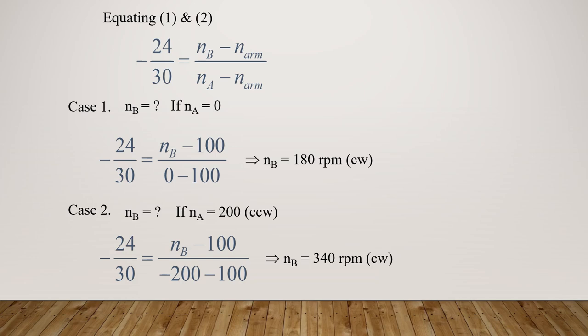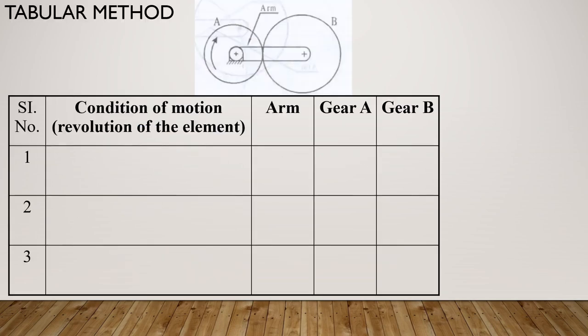So this is the solution we do with the algebraic method. Next we will see the same problem, how to solve with the tabular column method. As I already said, we have to create a table in this manner. So condition of motion, all the elements, there is the arm, gear A, gear B.